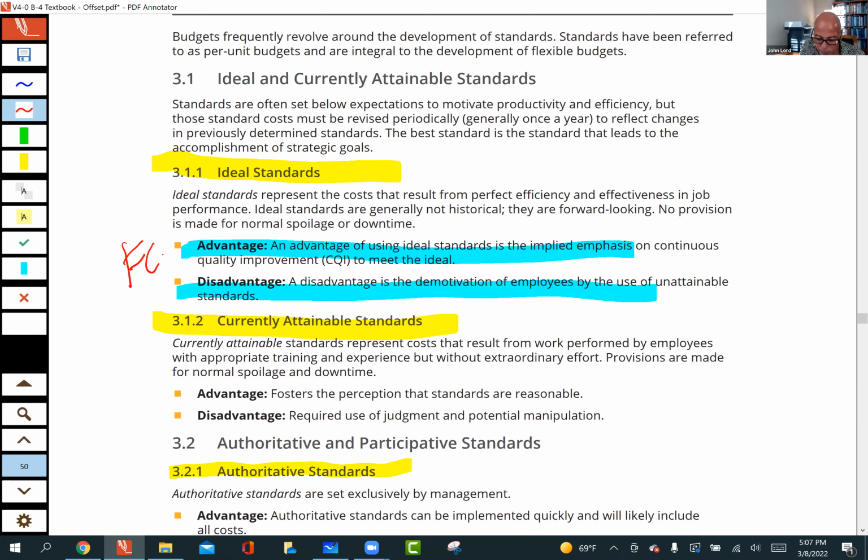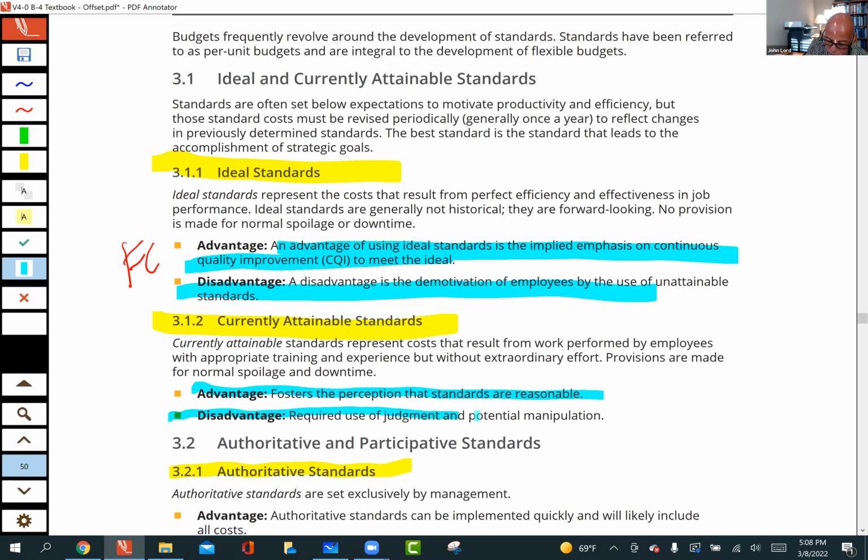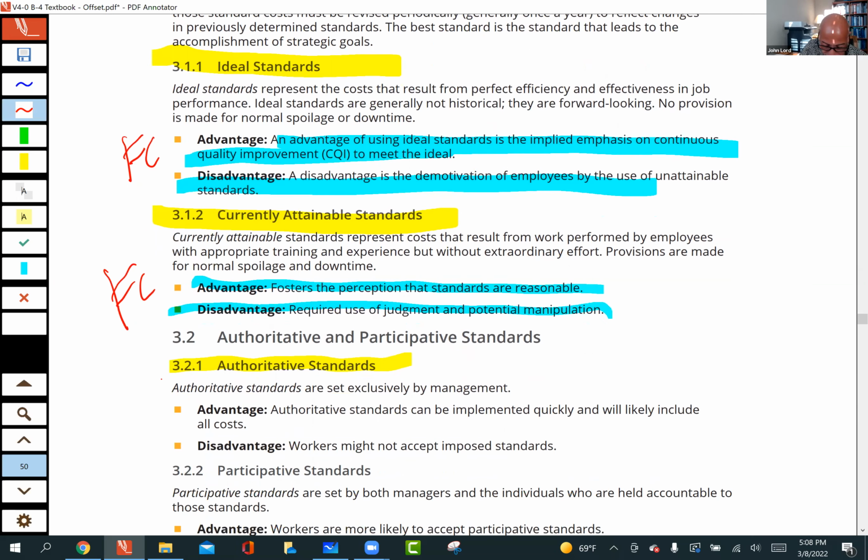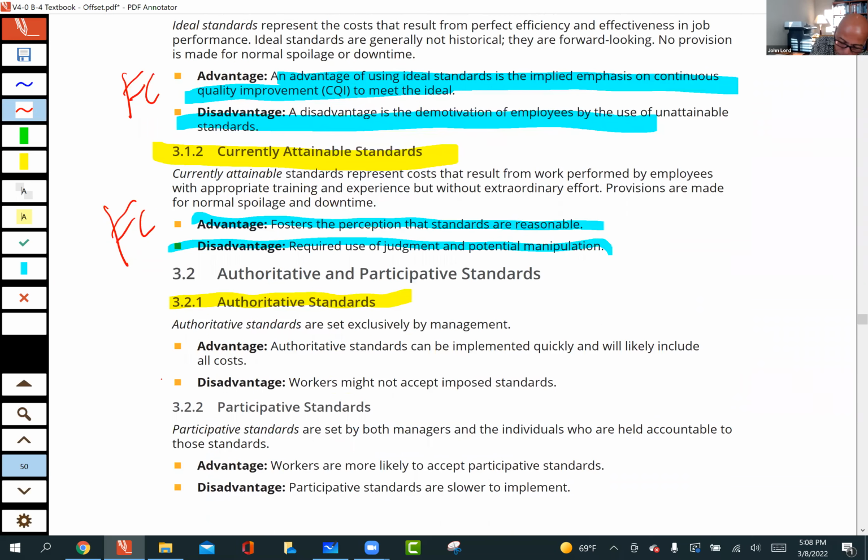Ideal budgets: the advantage is that it emphasizes continuous improvement. The disadvantage is that if it's too ideal, it could demotivate employees. Currently attainable budget: it fosters a perception that the standards are reasonable. The disadvantage is that it requires judgment and potential manipulation. Flashcard that, and then flashcard the authoritative standards. The advantage is that it can be implemented quickly, but the disadvantage is workers may be resistant to accept those standards.